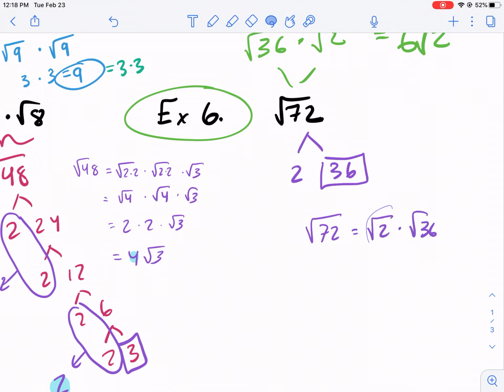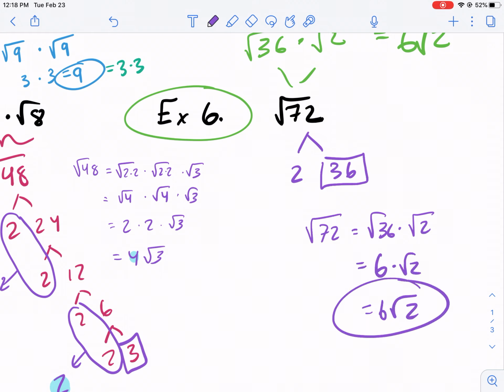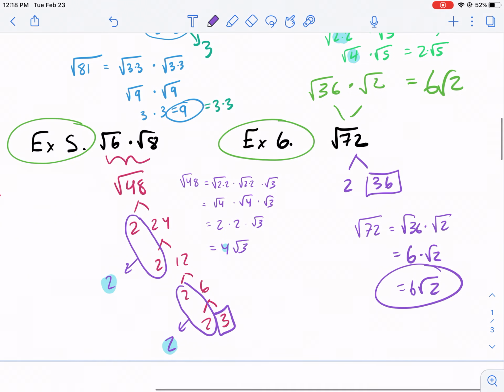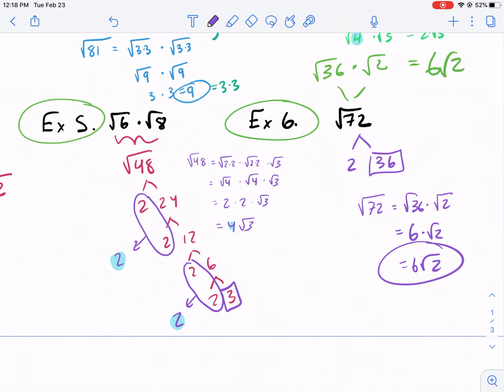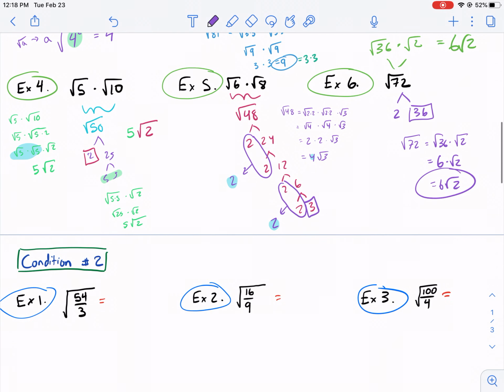Sorry, let me write it the other way around. The square root of 36 times the square root of 2. Well, I know the square root of 36 is 6, times radical 2, and now I know that I have it simplified. Okay, so that's even another way to do it. Look for perfect square factors, and then go from there.